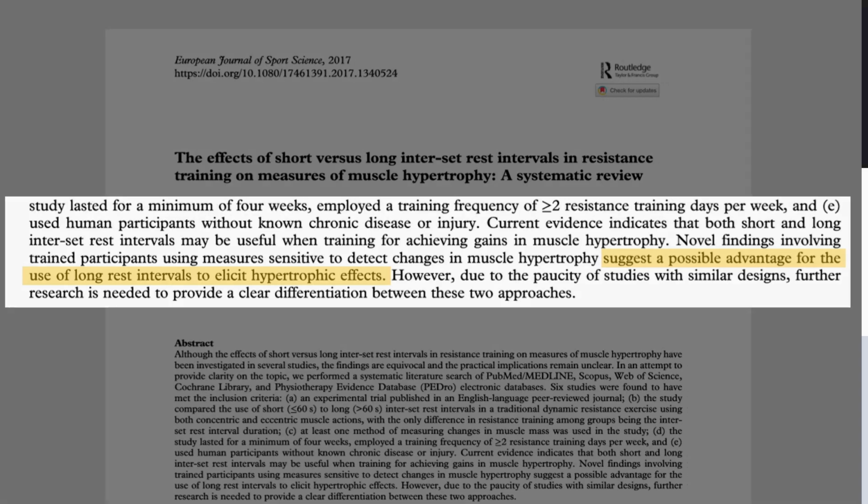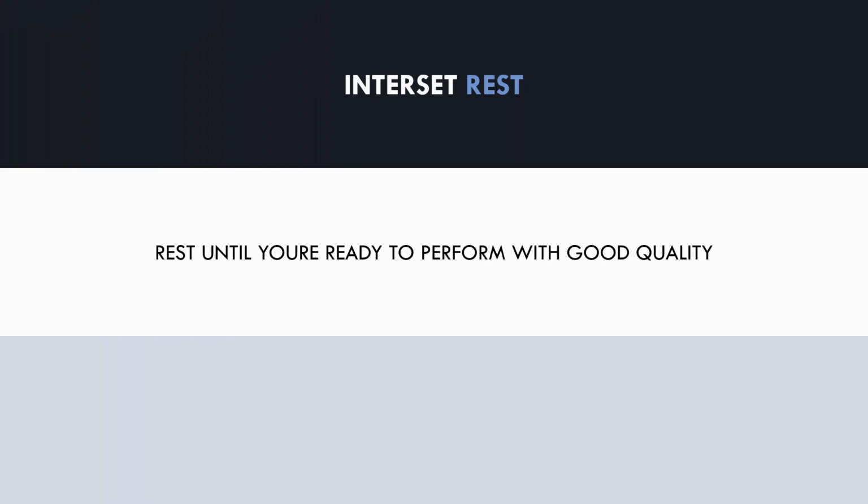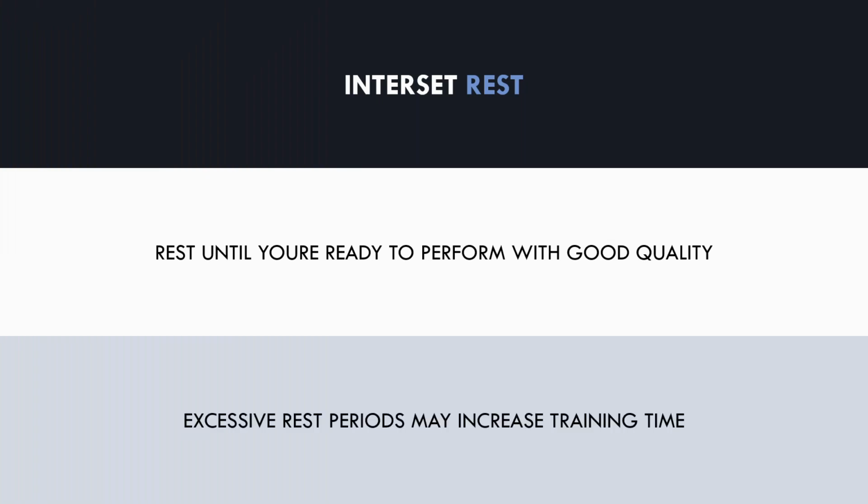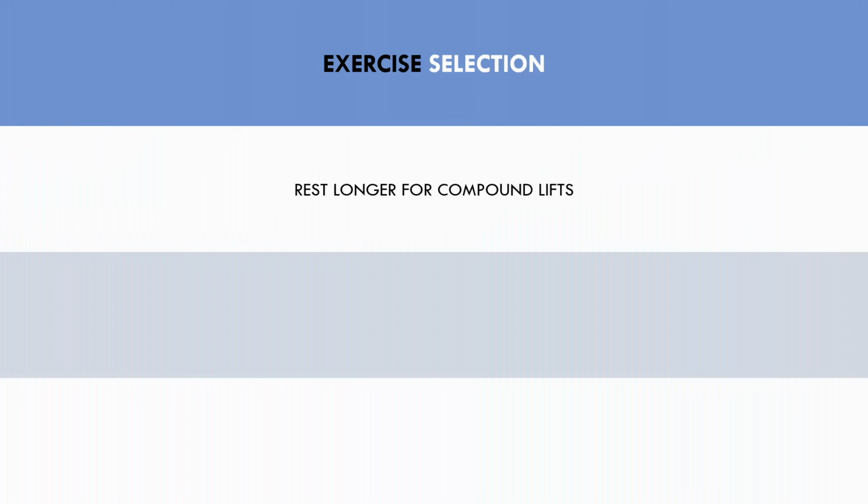As a practical guideline, trainees should probably rest as long as they need until they feel ready to perform the next set with good quality. However, from a time efficiency standpoint, excessive rest periods may make training sessions longer than they need to be. Exercise selection also influences how much interset rest should be taken. Generally, heavier compound lifts are more centrally taxing and require longer rest periods to recover, while lighter isolation lifts don't need as long to regenerate.